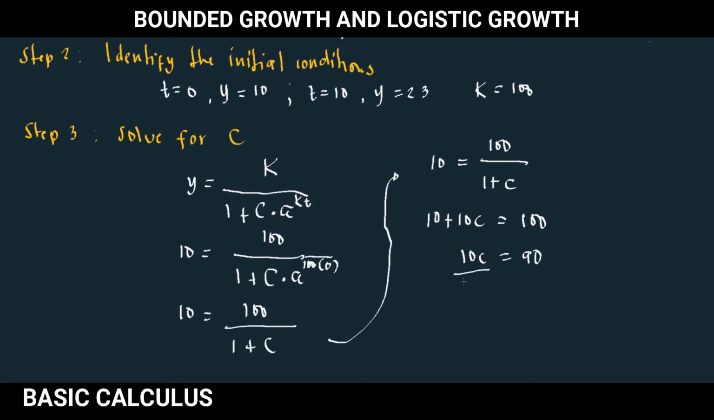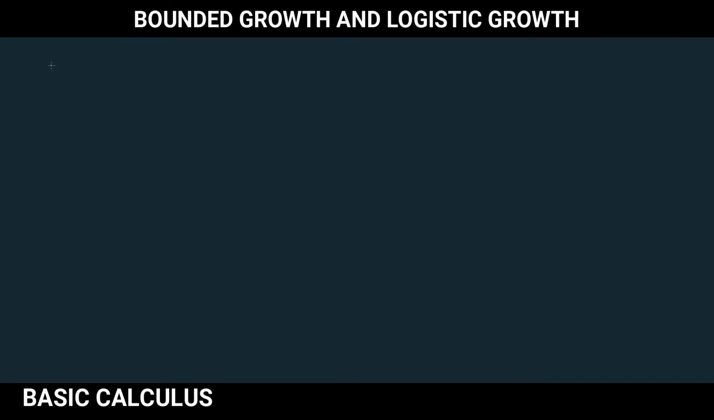Then we divide both sides by 10, so that will give us the value of C, which is equal to 9. Okay, now for our fourth step, we solve for the value of A. And to solve for A, all you need to do is plug in the value of the second initial conditions, the value of K, and the C.